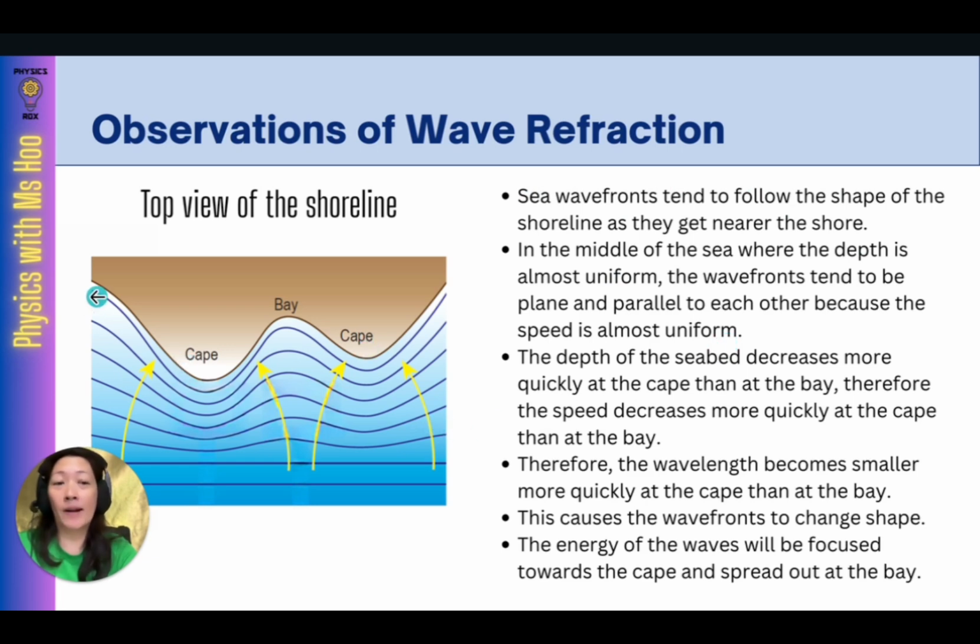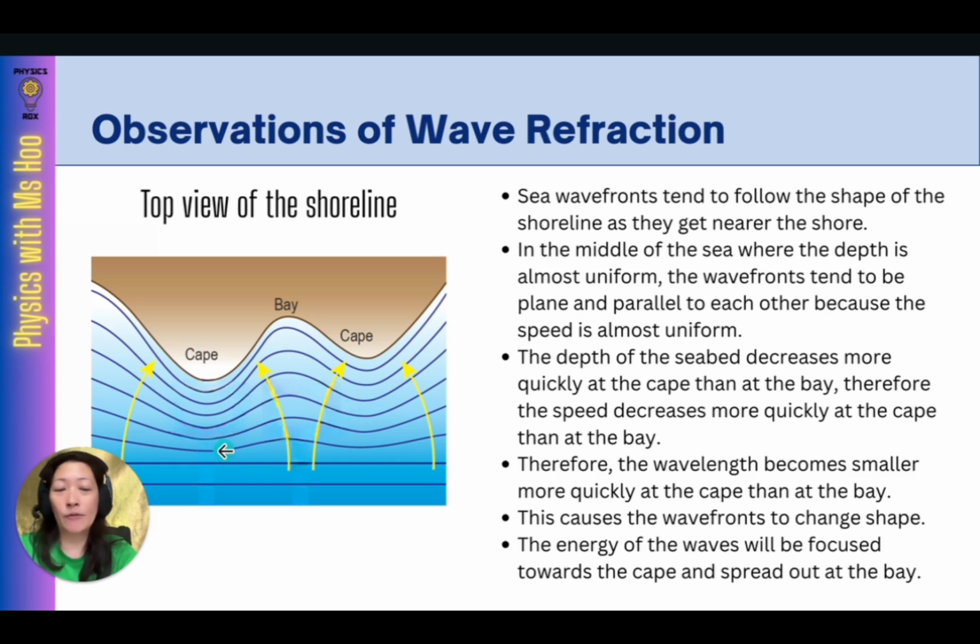Sea wavefronts tend to follow the shape of the shoreline as they get near the shore. In the middle of the sea, where the depth is almost uniform, the wavefronts tend to be plane and parallel to each other because the speed is almost uniform. The depth of the seabed decreases more quickly at the cape than at the bay. Therefore, the speed decreases more quickly at the cape than at the bay. Therefore, the wavelength becomes smaller more quickly at the cape than at the bay. This causes the wavefronts to change shape.